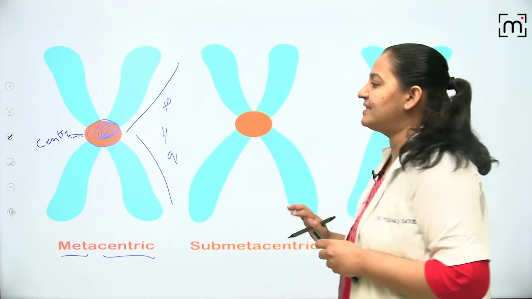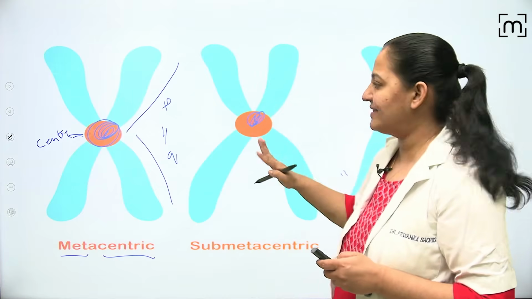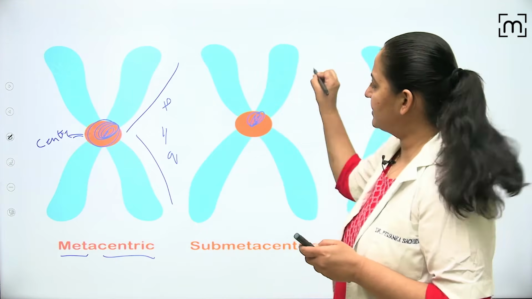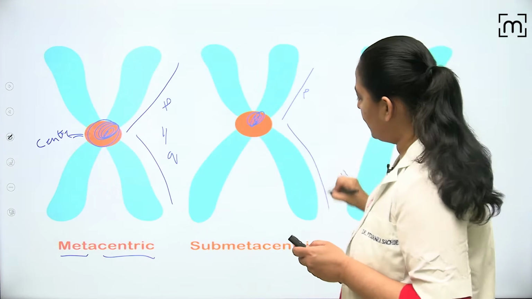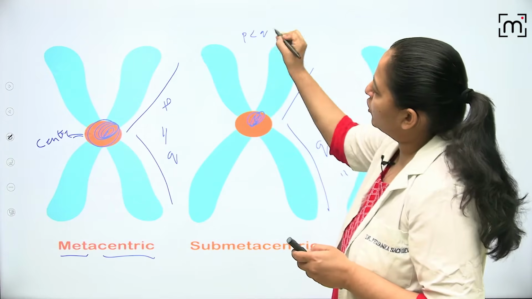The second, you can see the centromere is towards one of the arms. It is not at the center. It is a little bit upwards. So this one is relatively small and this one is relatively large. So P is a little bit smaller than Q. Q is larger.